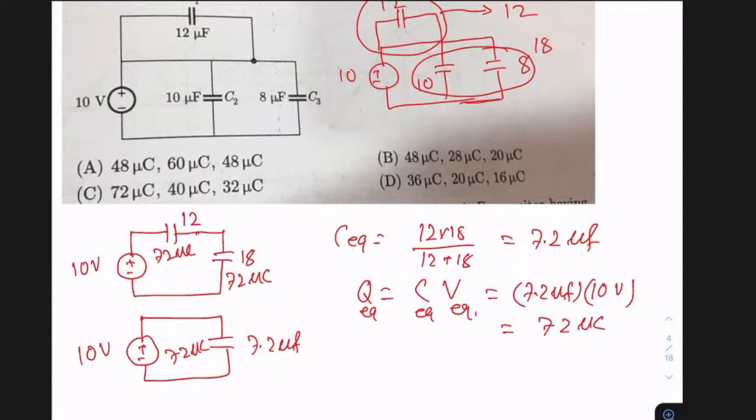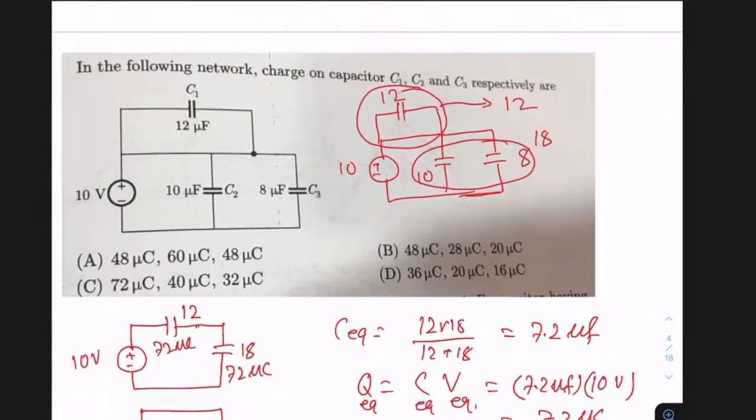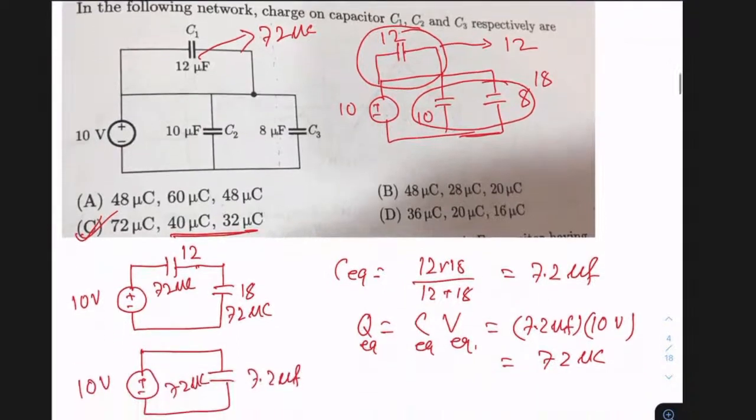Now, this particular 18 is the result of the parallel combination of this 10 and 8. Yes or no? What I can tell is, as of now, I have already obtained the charge of this 12 microfarad, which is 72 microcoulomb. If you see the options, option C will satisfy this. But let us see how this 40 and 32 are coming. So 72 is confirmed: for the 12 microfarad, the charge storage is 72 microcoulomb.